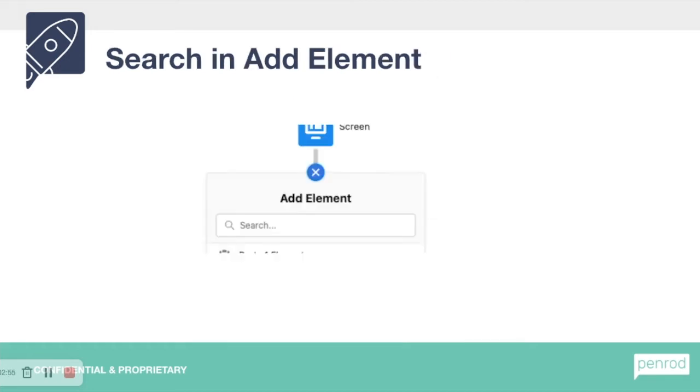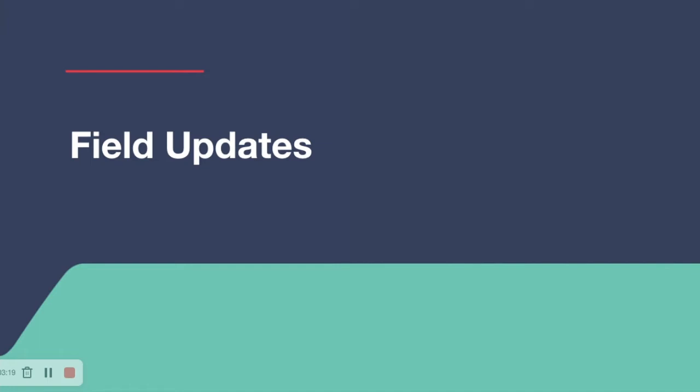The last thing that I was really excited about on Flow was that we now have the search functionality in our add element. Before it was on the sidebar, but now we have it in our add element. We can just quickly search for the element that we're looking for, the component that we're looking for. We can find it and add it here instead of having to find another side and bring it onto this side. The next thing we're going to cover here is the field updates.